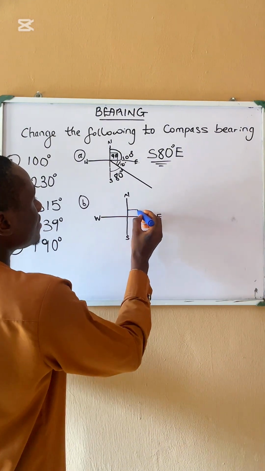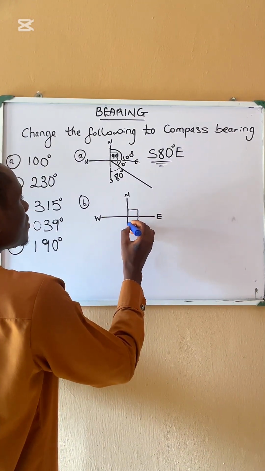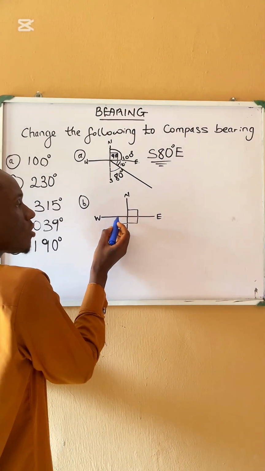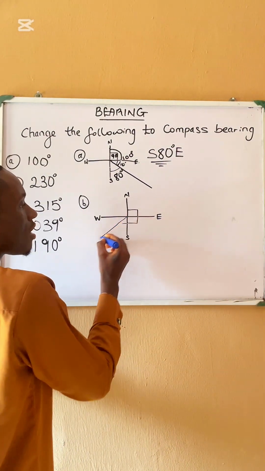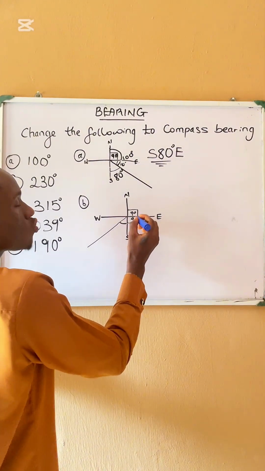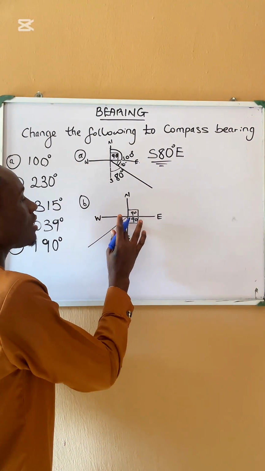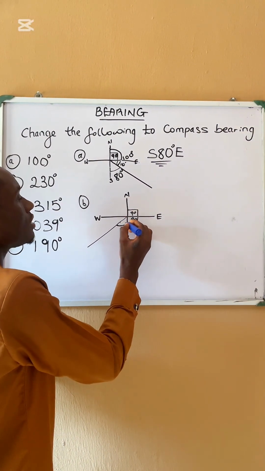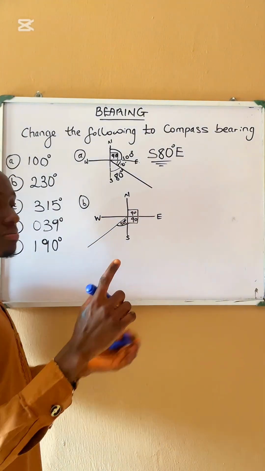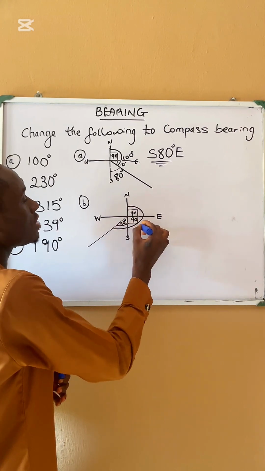This is 90, plus another 90 is 180, plus another 90 is 270. So actually, it should not even get up to here. It should fall somewhere here for it to be 230. This is 90, 90, that is 180. 180 plus what will give me 230? Let me just write the angle here. This angle should be 50 degree, because 90, 90 is 180 plus 50 to give you 230. So from here to here is 230 degree.